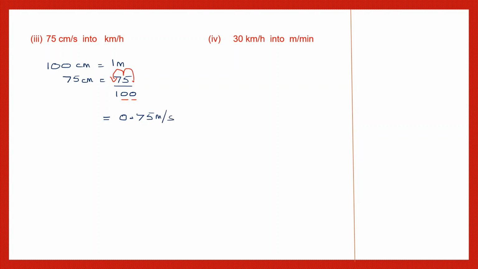Now let's convert that to kilometer per hour. So remember, when you convert meter per second into kilometer per hour, you multiply by 18 by 5. So let's multiply 0.75 into 18 by 5. Now there are two ways of doing this. One, you can multiply 0.75 into 18 and then divide it by 5. That's one way.